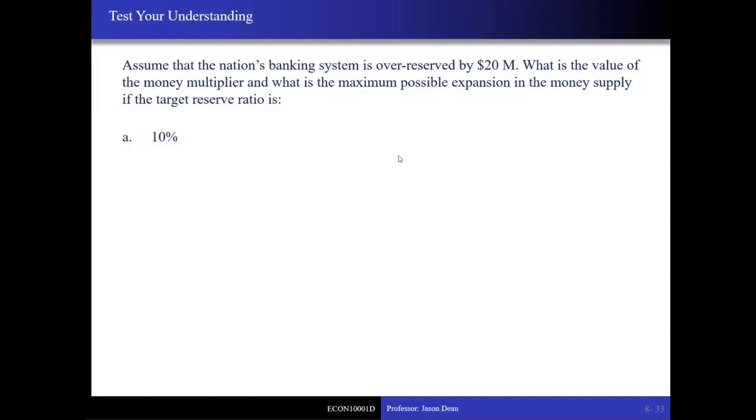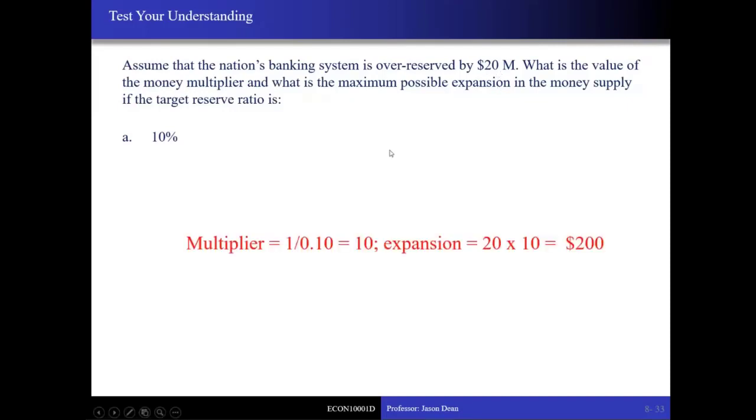That's right. So what do we need to do with this question? Well, we want to calculate what the multiplier is. The multiplier is 1 divided by the reserve ratio. So 1 divided by 0.10 is equal to 10. So this 20 will blow up into 200. 20 times the multiplier, which is 10, equals 200. So the multiplier is equal to 10. So the total possible expansion would be 20 times 10 equals 200.